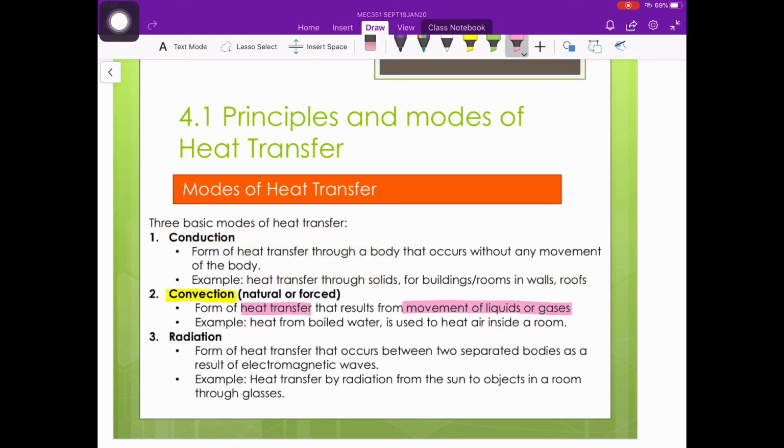Another mode of heat transfer is called convection. Convection is a form of heat transfer that results from movement of liquids or gases. The movement of liquids or gases can be either by natural means or forced. An example of convection is heat from boiled water can increase the temperature inside a room. Meanwhile, radiation is a form of heat transfer that occurs between two separated bodies as a result of electromagnetic waves. For example, heat transfer from the sun to a room through glasses.